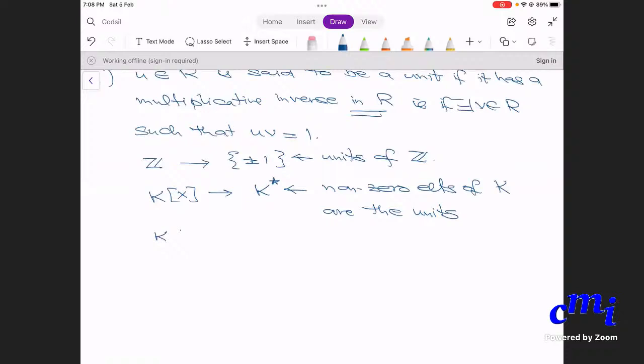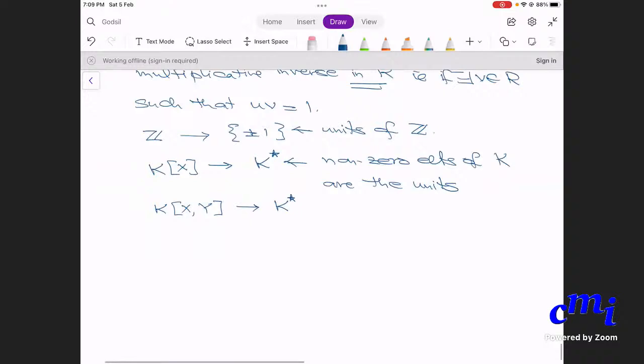Similarly, if you do K[x, y], then again you have a polynomial in 2 variables. When does it have an inverse? There is one by that polynomial, also a polynomial. The only case is when that polynomial had better be of degree 0, it should not involve x and y, and it should be in k star. So here also it is k star.